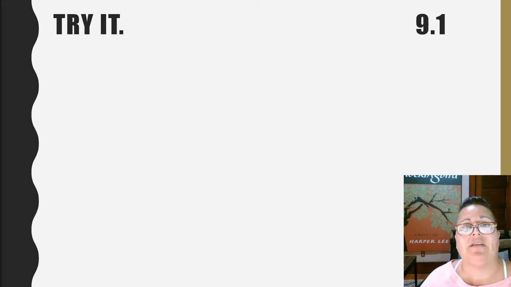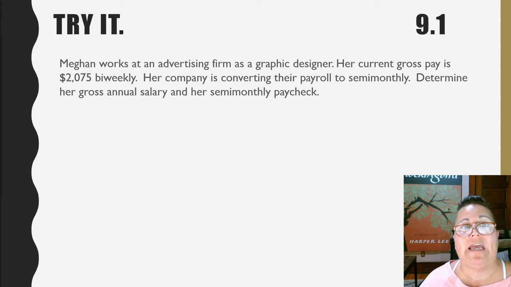Our second objective here is we want you to be able to switch between different pay periods. So in this example, Megan works at an advertising firm as a graphic designer. Her current gross pay is $2,075 bi-weekly. This is a fairly average pay. I did Google it before I put it in here. Her company is converting their payroll to semi-monthly. So they're moving from bi-weekly to semi-monthly.